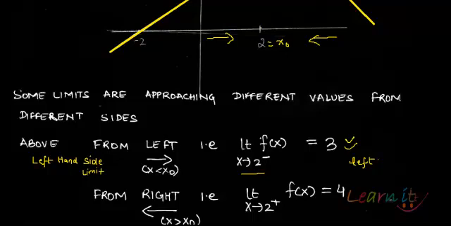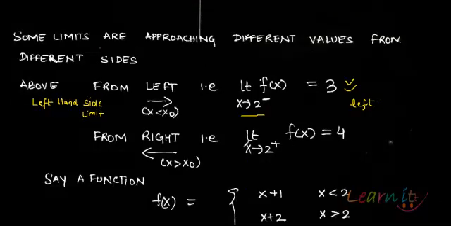And here you have the other thing from the right. Just look at these arrows. I have given you these arrows so that you understand what we are talking about. Limit from right means that I am coming from right towards left, and from left it means I am coming from left, moving towards right. This is denoted by 2 plus, and f(x) equals 4.